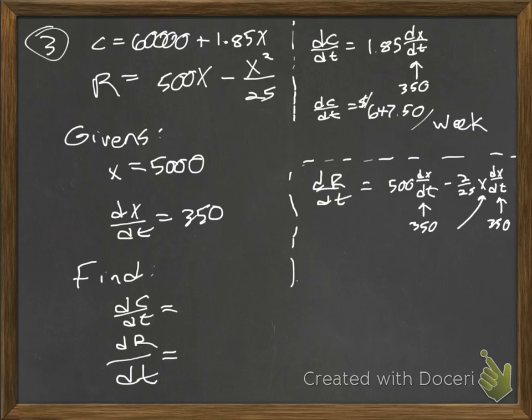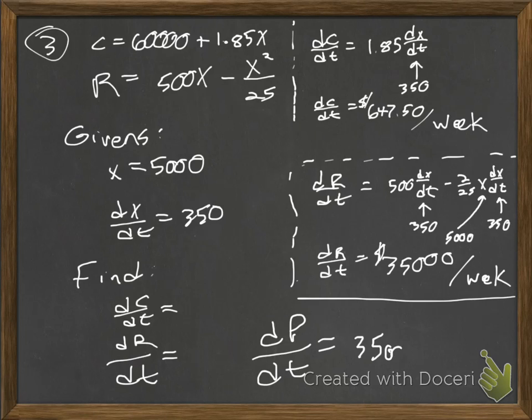So now we have a place for our 350, a place for our x, where the 5,000 units for x would go. You put all those in, do a little calculation, you get $35,000 a week in revenue increase. That's pretty hefty. Cost only went up $647. So $35,000 of revenue versus cost of $647.